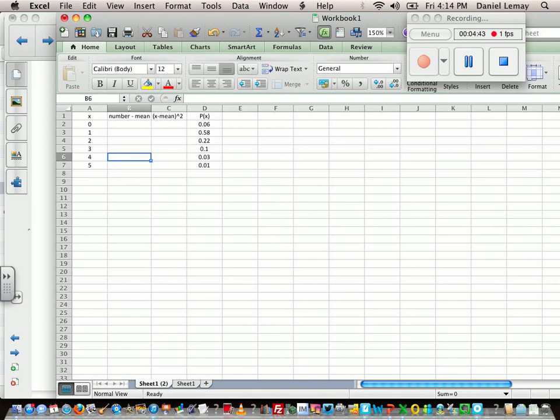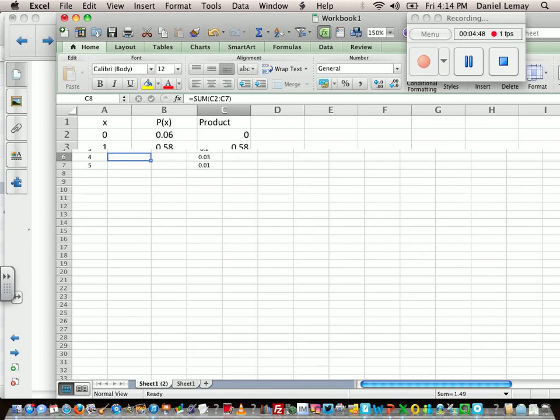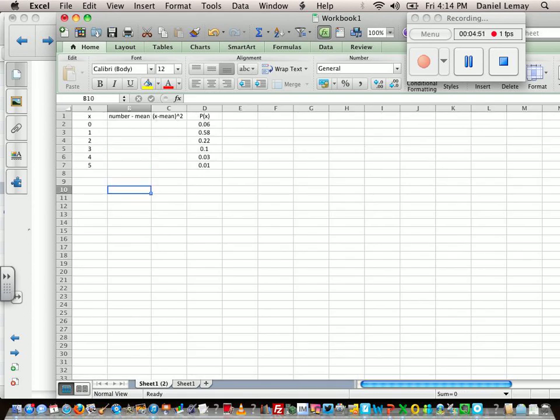Okay, so I started another sheet here. So I knew the mean. Let's see, what was the mean? The mean was what, 1.49? I'm going to write that down here because I'll never remember that. So the mean was 1.49. So I'm going to subtract that number. So I'm going to subtract x minus the 1.49.